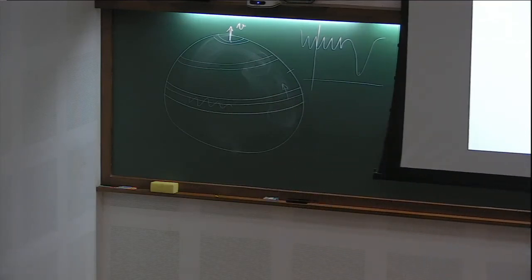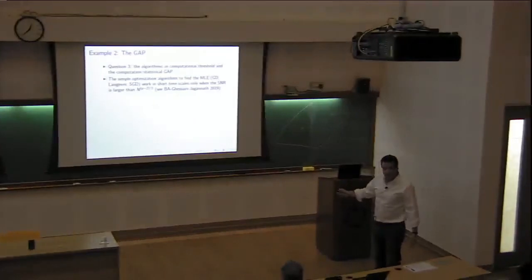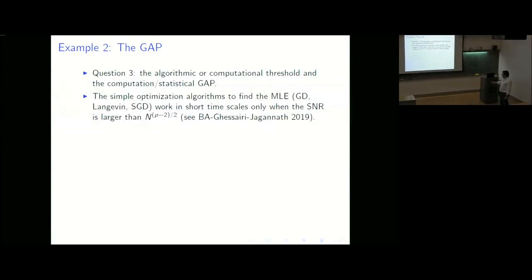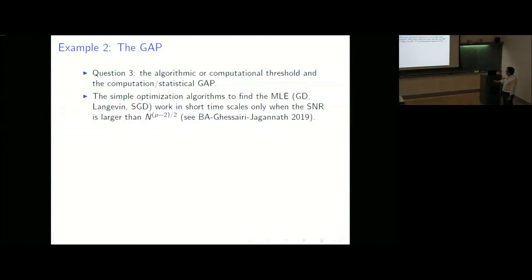And so the result that we have in this work with Reza Gheissari and Aukosh Jagannath is that for this natural plain vanilla algorithm, applied to this plain vanilla statistical problem, so gradient descent, Langevin, SGD, they work in short time scales only when the SNR is larger than n to the (p minus 2) over 2. So this tells you this is a very hard problem. You need the signal to noise ratio, or let's say here it would be the number of data, to be very large, right? So you need an enormous amount of data to be able to do this.